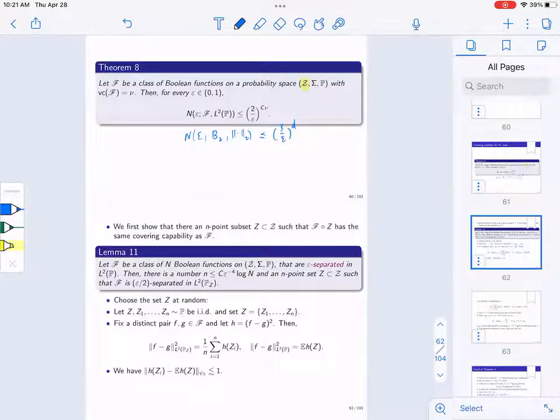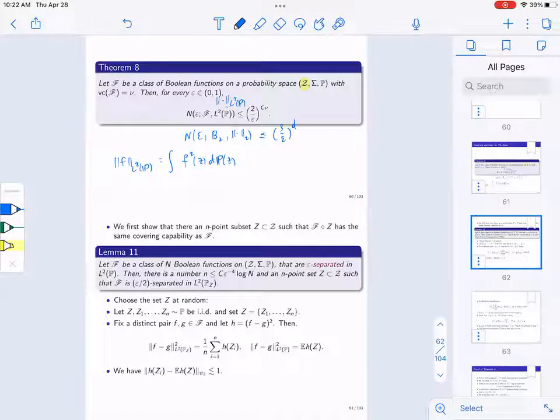So we're looking at the norm here. You can write the norm L2(P), to be precise. The norm is the integral of f squared of z dP(z) in this case. So we can define this.